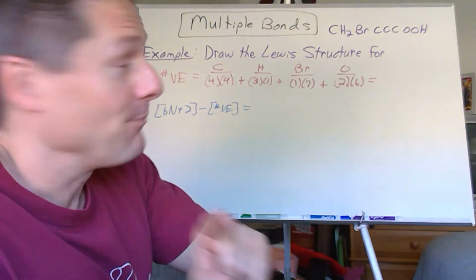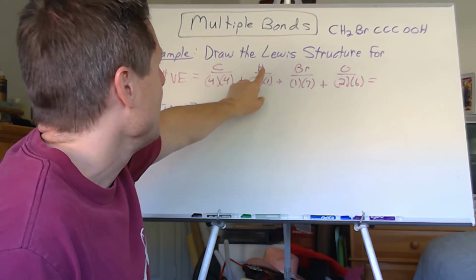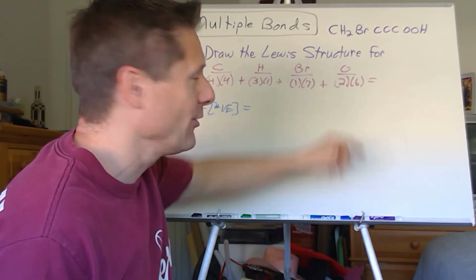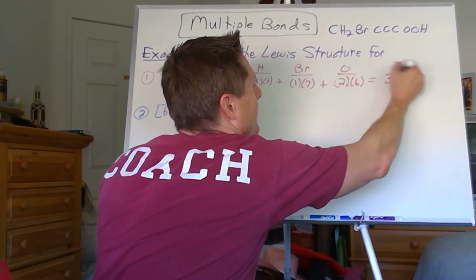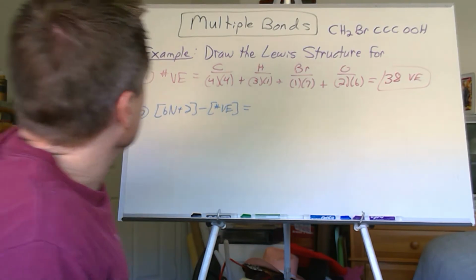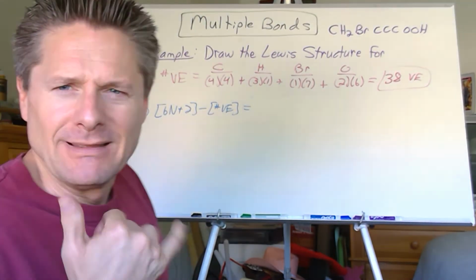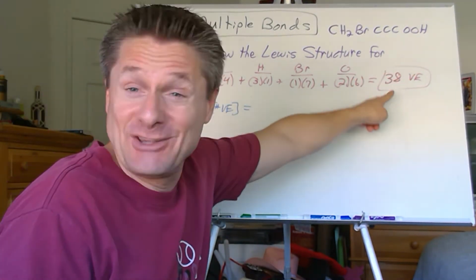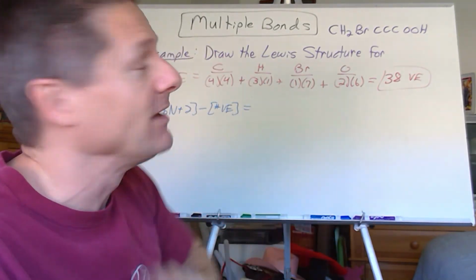This is where I screwed up. So 4 times 4 is 16, 19, 26, 36, 37. Is that 38? Oh, please tell me it's 38. Let me double check it again. I think it's 38. You know, call me if I got it wrong. That's usually where I screw up, the stupid number of valence electrons, right? 16 plus 3 plus 7 plus 12 is 38.